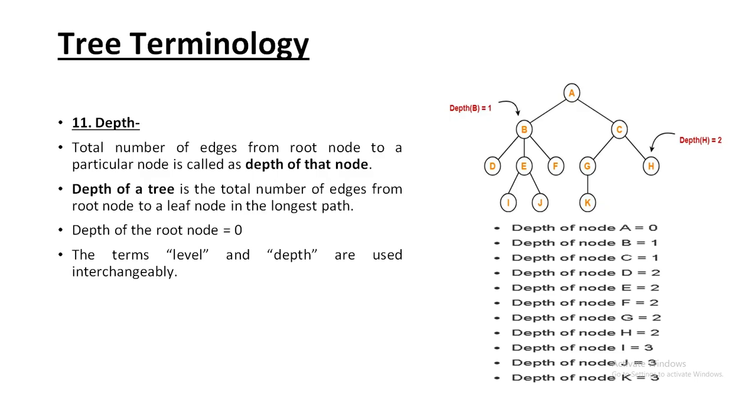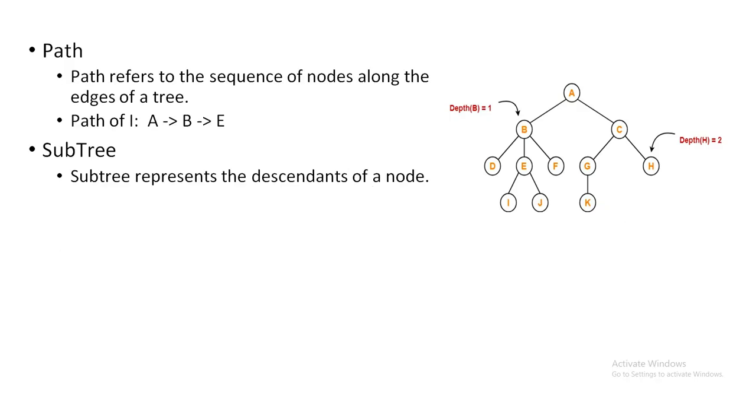Depth is the total number of edges from the root node to a particular node. For example, the depth of I: from the root we have three edges, so the depth of I is 3, for H it is 2, and for C the depth is 1.